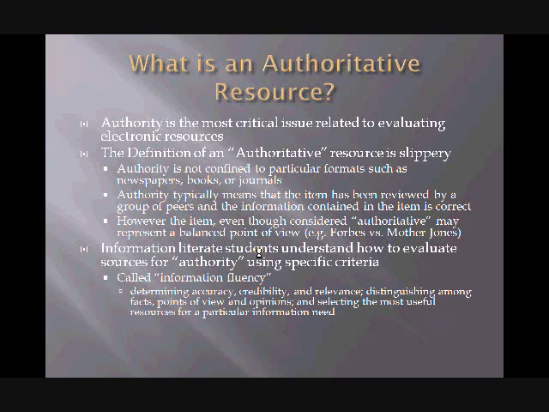Authority is no longer confined to particular formats such as newspaper, books, or journals, because people can self-publish very easily. So there are books and journals and newspapers that don't go through an editorial or vetting process, and so you need to evaluate their authority. Typically, authority means that the item has been reviewed by a group of peers and the information contained in the item is correct.